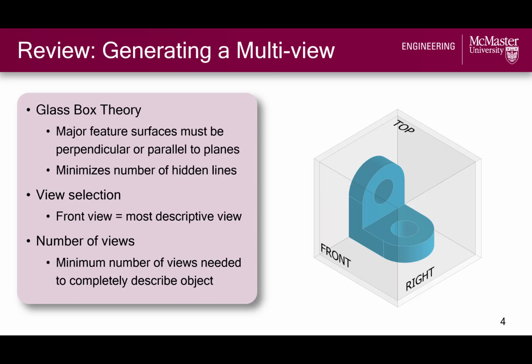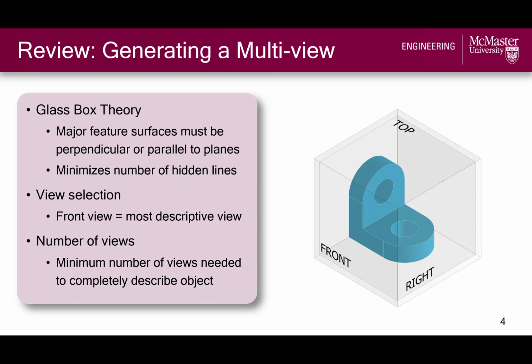This minimizes the number of hidden lines to make the multiview more easily interpretable, as depicted by the example on this slide. Imagine if we were to rotate this object 45 degrees in any direction, the major feature surfaces would no longer be aligned with our glass box, which would make their interpretation more challenging. In the last video, we also talked about proper selection of the most descriptive view as the front view, which also aims to improve interpretability and to minimize the number of hidden lines in views. And the last topic we discussed was determination of the minimum number of views required to completely describe an object.